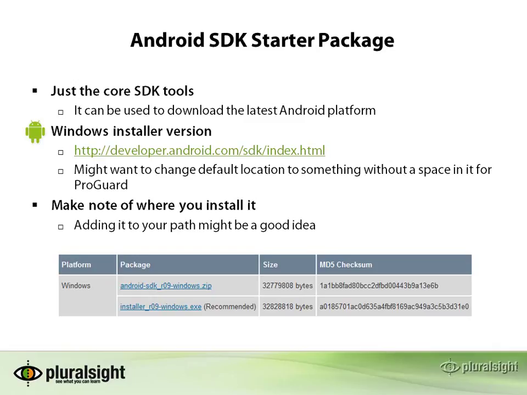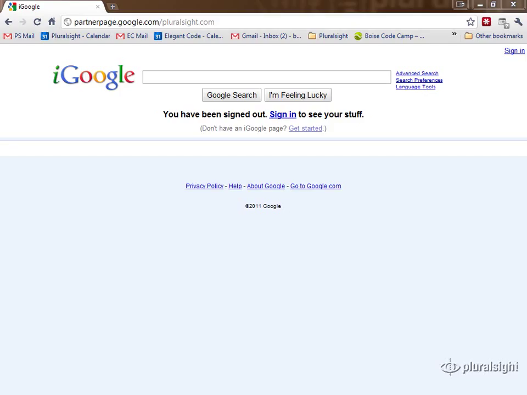And actually, I would recommend that we choose a different destination than program files because there is another tool that comes with Android called ProGuard, which is basically a code obfuscation tool that can help make your Android application more secure, and it doesn't seem to like spaces at this time. Also make a note of where you install the Android SDK starter package. In a later step, we'll need to tell Eclipse where this installation is so that it can use it when it's configuring the ADT.